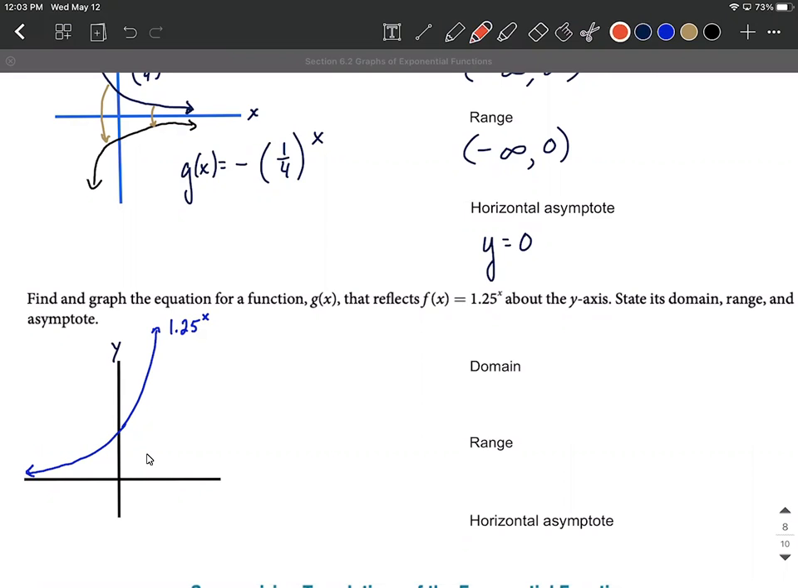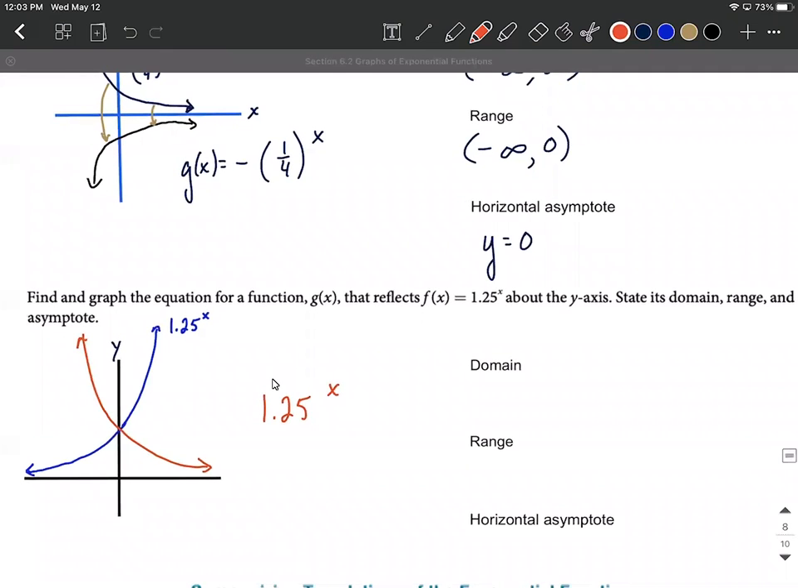So a rough sketch of what this is going to look like, it's going to be something along these lines. So we have 1.25 and then raised to the x power. Whenever we have a reflection, it's always going to be indicated by some sort of negative being attached in here. Now we just have to be careful of this one moved left and right. As far as the reflection goes, it got reflected about the y-axis.